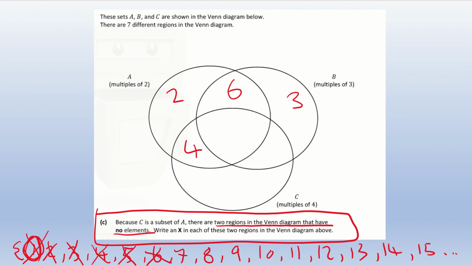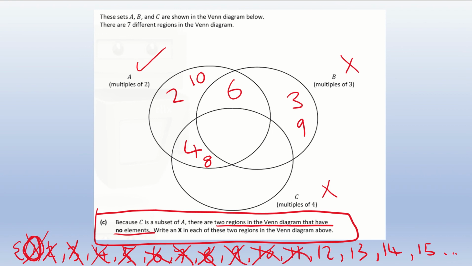We've done number 6. Number 7 is neither a multiple of 2, 3 or 4, so I can't put that in. Number 8 is a multiple of both 2 and 4, so that's going to be here. It's not a multiple of 3, unfortunately. Number 9 is a multiple of 3, but it's not a multiple of 2 or 4, so we're going to put a 9 in here. Number 10 is a multiple of 2, but not 3 or 4, so number 10 is going to go here. Number 11 is a prime number, so it's neither a multiple of 2, 3 or 4.